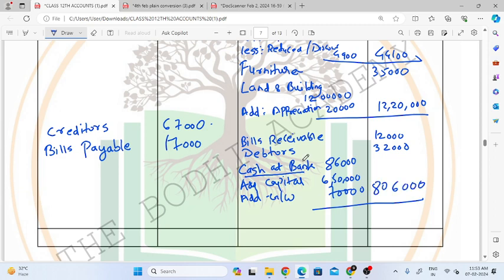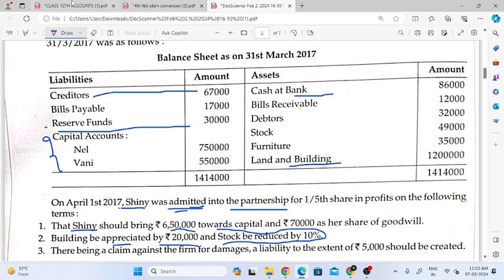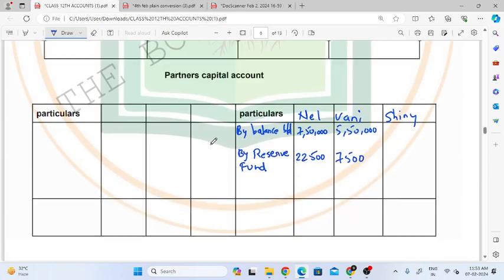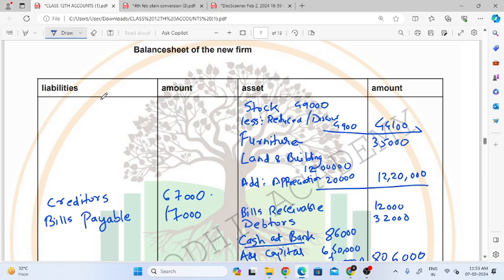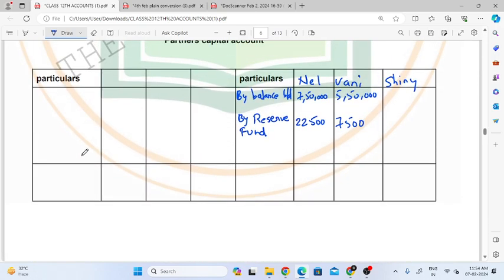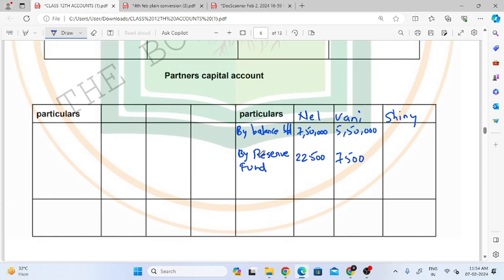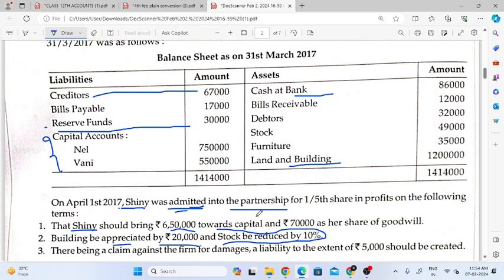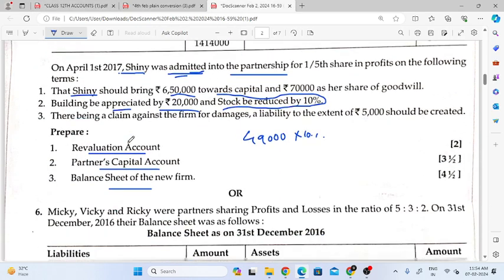Okay, now the next is, in the balance sheet you will require the new capital of the partners. So here you have to find out how much is the capital, how much is the goodwill which is distributed among the partners. So by balance brought down we took it as 7,50,000. Then we also took reserve fund. Now goodwill we have to distribute among the partners. So the goodwill amount is 70,000.